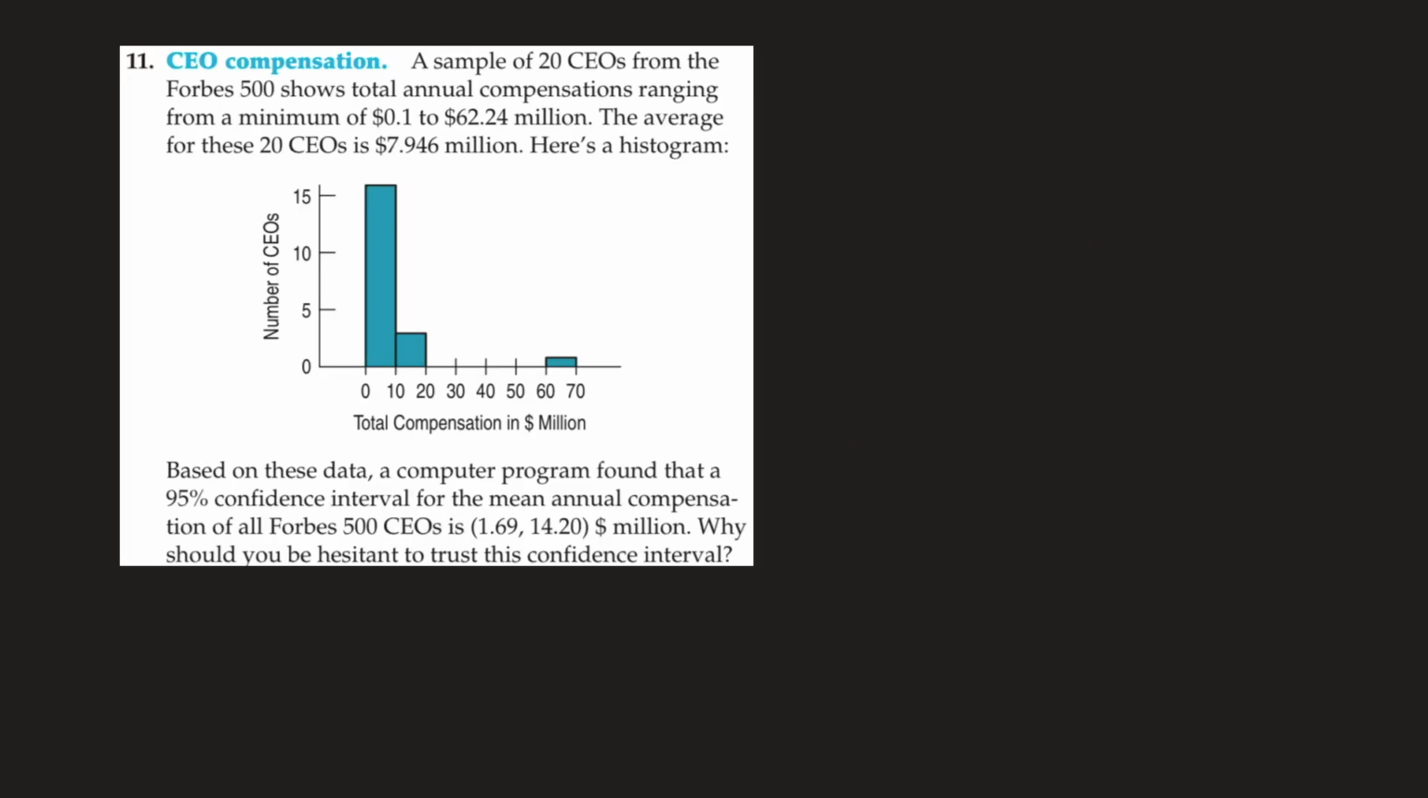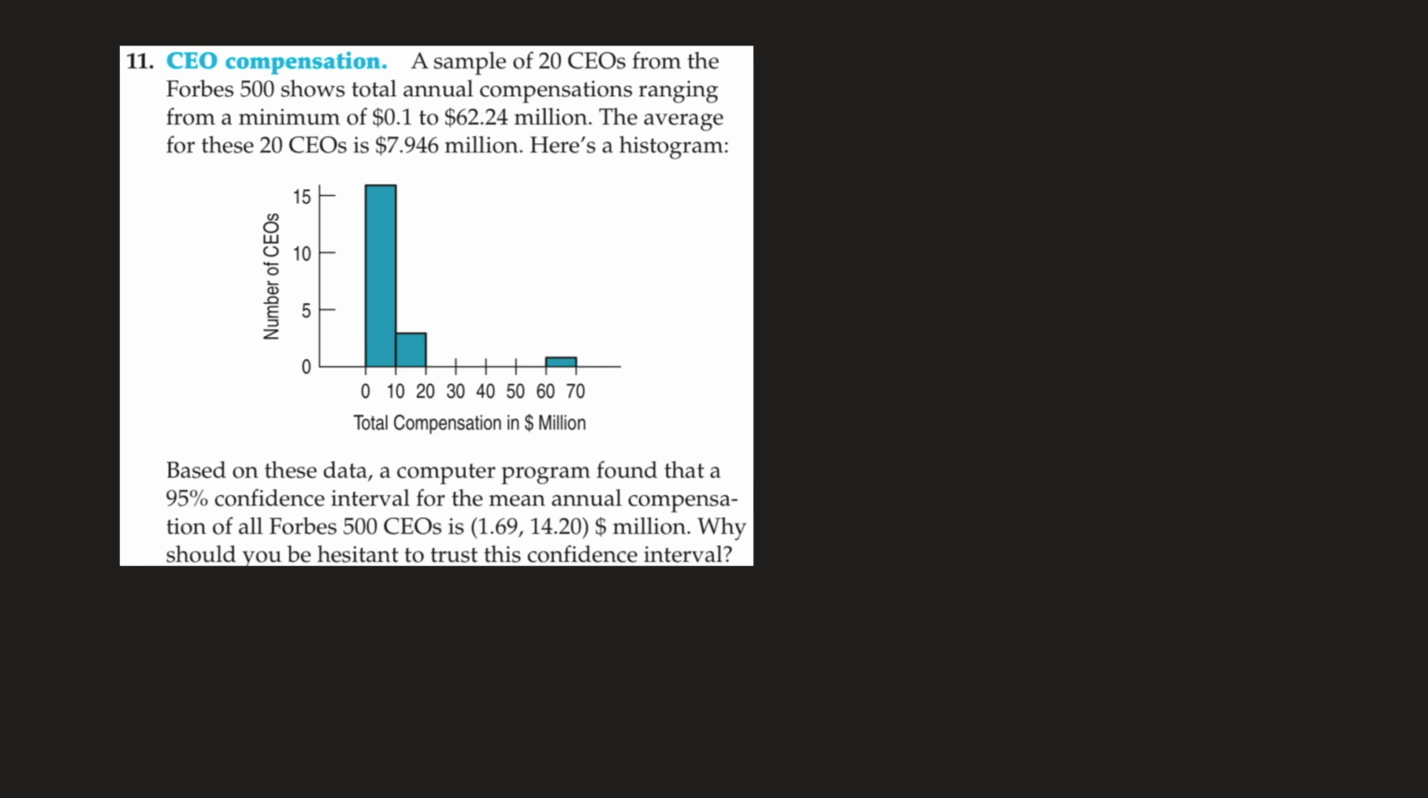And finally, number 11. Here we have a graph of compensations in millions of dollars for CEOs. The question was, they did an interval and they got a 95% interval for the mean annual compensation of between 1.69 million and $14.2 million. Why should you be hesitant to trust this interval? There's a number of reasons here. We have a sample size of 20, so a little bit of skewedness is okay with the nearly normal condition.